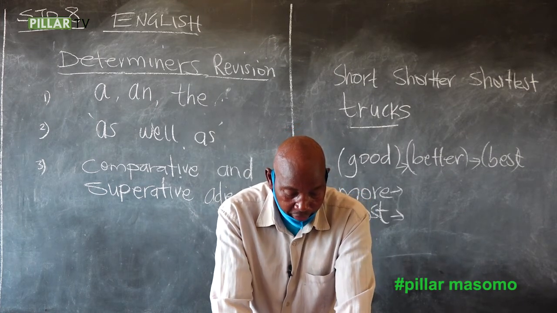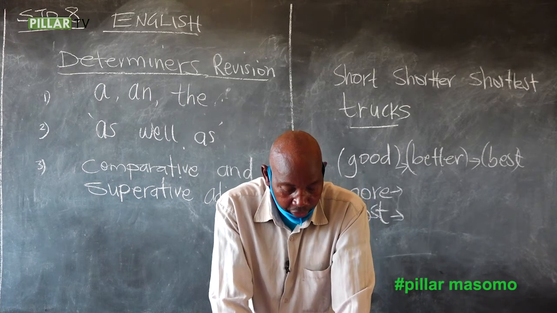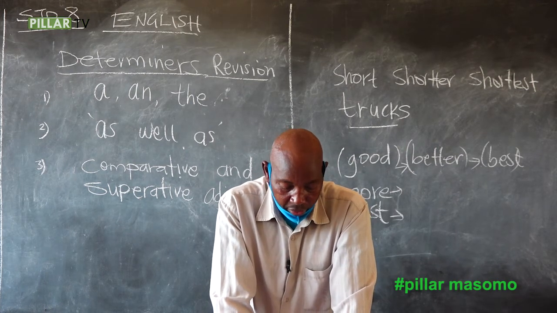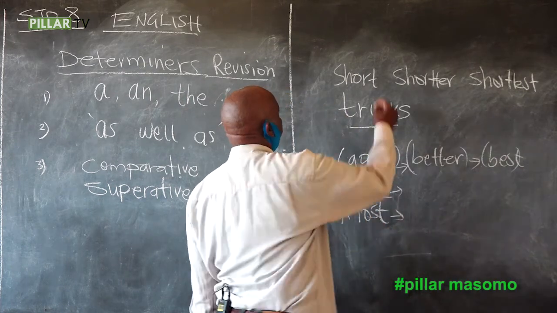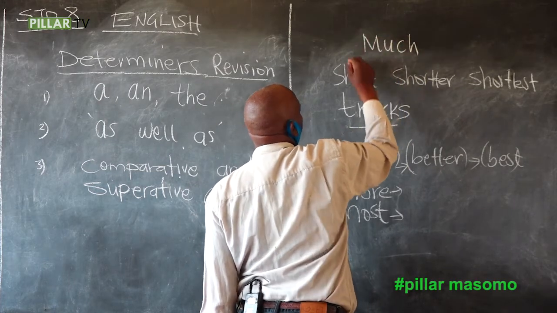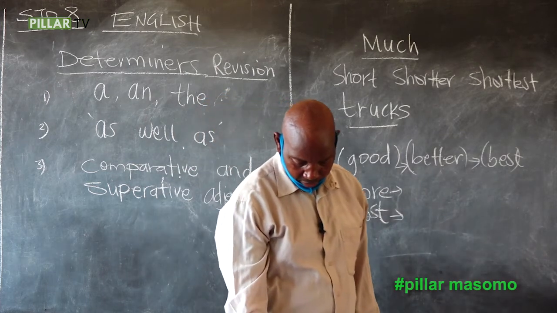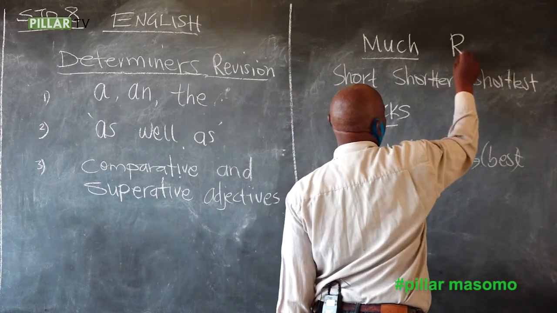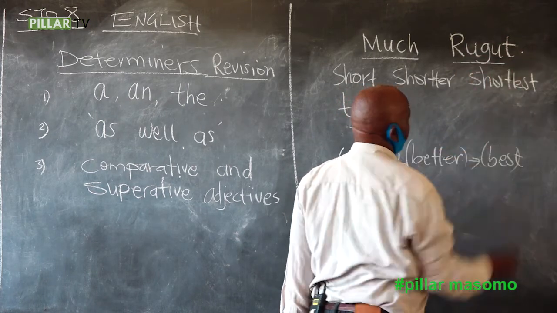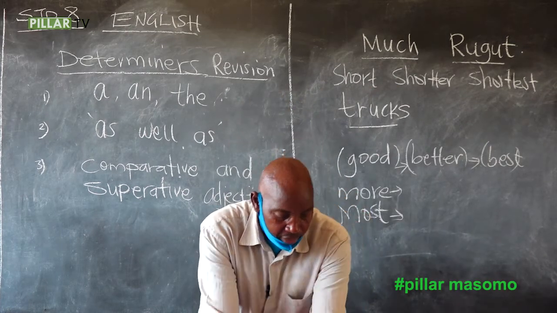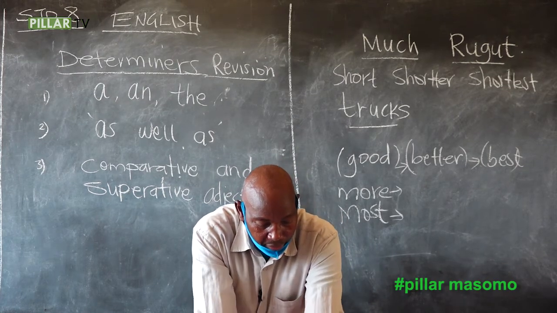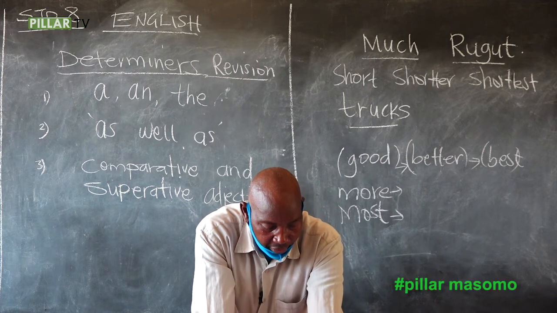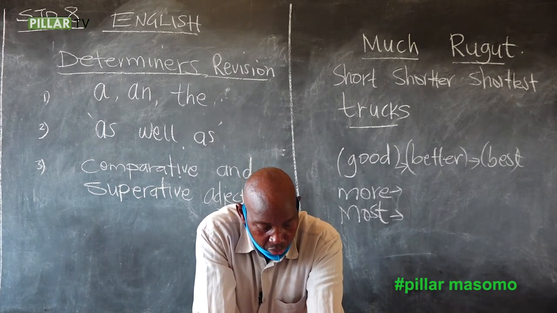The boy who enjoyed the game dash, in brackets, the word much. This is the word much. The name is Rugut, R-U-G, I think this is the name of a person. So the sentence reads, the boy who enjoyed the game dash much was Rugut.